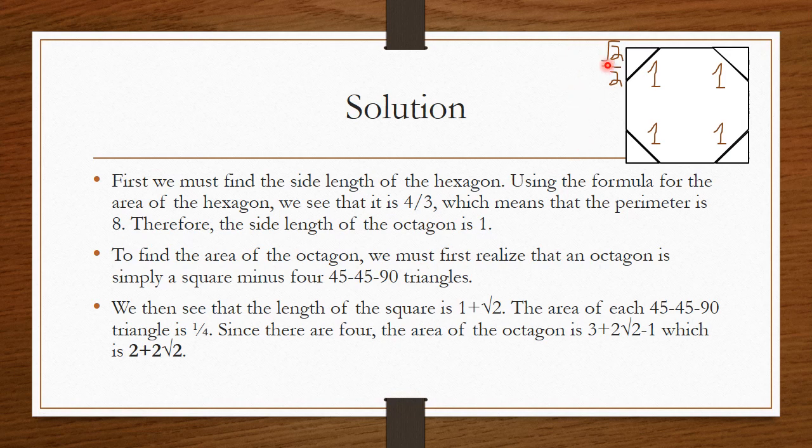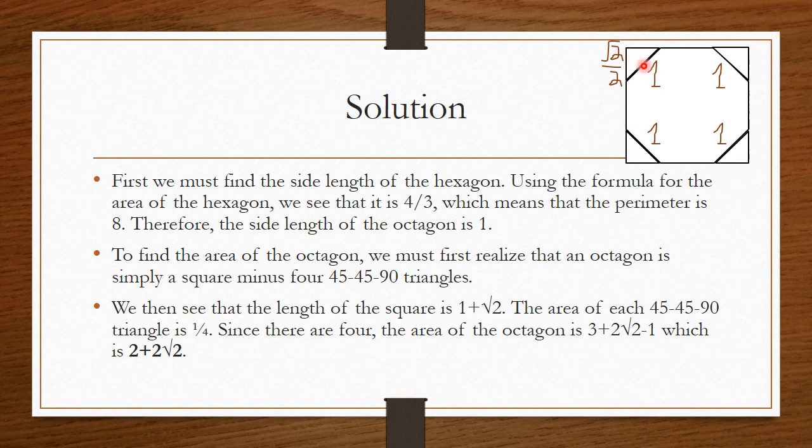Since this is a 45, 45, 90 triangle, if this is 1, then this must be root 2 over 2. So the side length of the square must be root 2 over 2 plus 1 plus root 2 over 2, which is 1 plus root 2. Also, the area of each 45, 45, 90 triangle is this squared over 2. Since this side is root 2 over 2, the area is 1/4. Since there are 4 of them, the total area is 1.